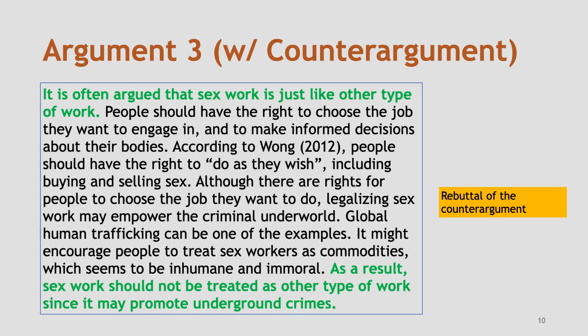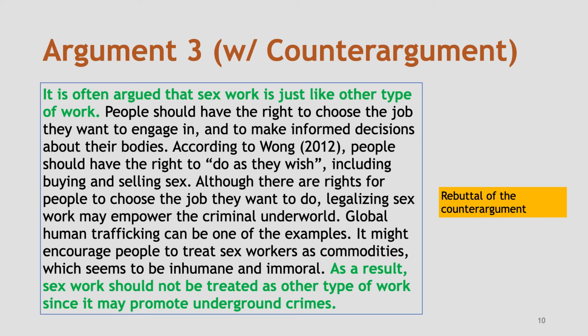Okay, and then the writer may move on to talk more about the counter argument. So it's not enough just to give the counter argument and refute it right away. You may want to explain a little bit. So the writer gave some ideas about the counter argument first. It says people should have the right to choose the job they want to engage in and to make informed decisions about their bodies. According to Wong, 2012, people should have the right to do as they wish, including buying and selling sex.